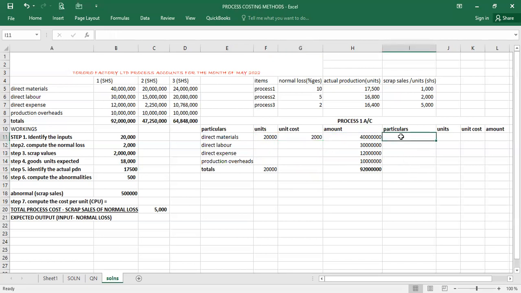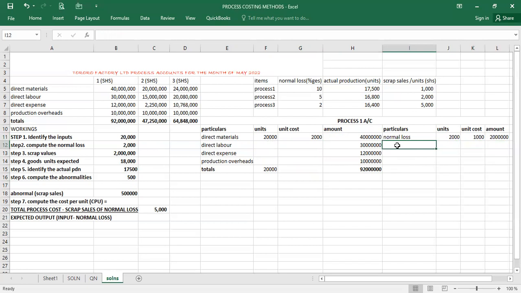Then we get our normal losses first. Our normal loss in the units, we have 2,000. It is this one. Then, because we are valuing it, we are taking the monetary element, we valued it at 1,000. Then we got 2 million.